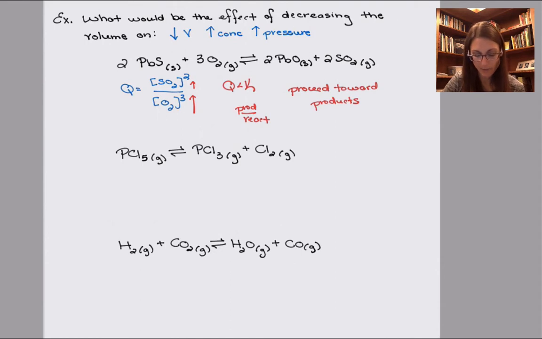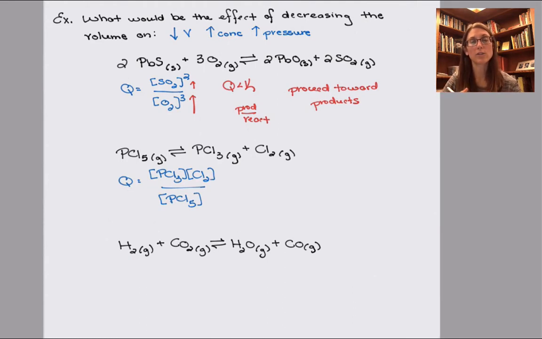The second example, if we take a look at its reaction quotient, if the volume decreases, and so the pressure or the concentration of all the gases increases, then the denominator will be impacted, but the numerator will be impacted more because there are 2 moles of gas and 2 different gases involved there. And so that means the numerator would get larger and Q will be greater than K. And so as a result, to reestablish equilibrium, you're going to have some of those products become reactants. And so the reaction will proceed toward the reactants.